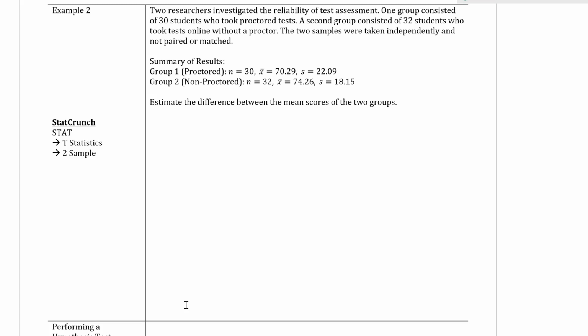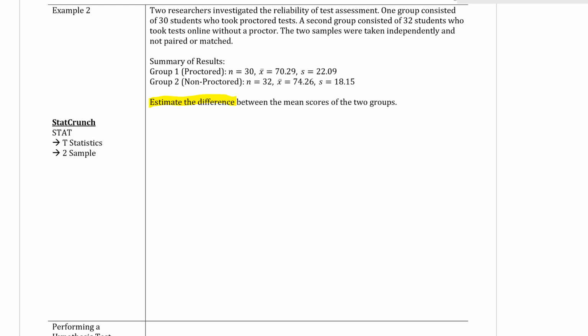Group 1, which was proctored, had a mean of 70.29 and a standard deviation of 22.09. The non-proctored group had a mean of 74.26 and a standard deviation of 18.15. And we want to estimate the difference. So again, we see this is an estimation type thing, and we're looking at the difference. So this is a two-sample t interval that we're going to be doing.